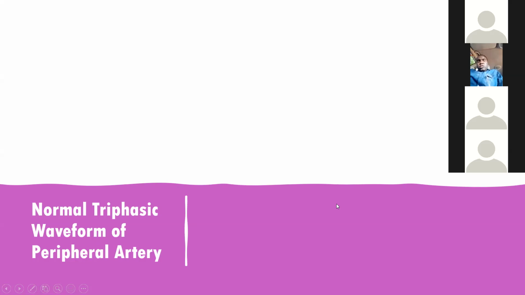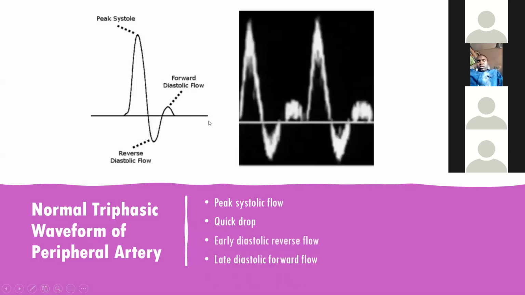So these are the very basics of Doppler, which would be helpful for us to make some interpretation next time. So now we want to look at the normal triphasic waveform of the peripheral artery. Normally in the peripheral arteries, especially in the leg and the upper arm, the lower extremity and upper extremity, you will get normal triphasic flow. You see here, I'm taking the images.